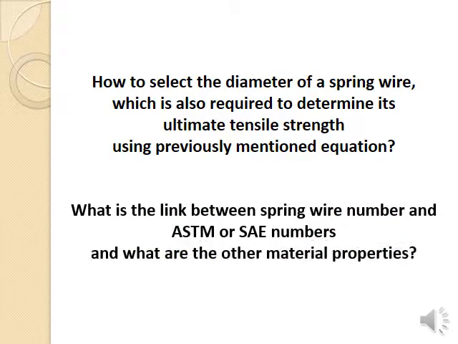Now, how do we select the diameter of a spring wire, which is required to determine ultimate tensile strength using the previously mentioned equation? What is the link between the spring wire number and the ASTM and SAE number, and what are their other material properties? This is a couple of slides.